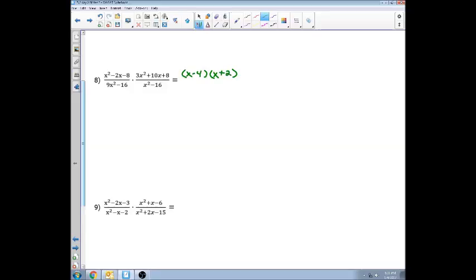Okay. Now it would be the second numerator, so 3x squared plus 10x plus 8. I have 3x times x. I have 1 times 8 and 2 times 4. I want to get as close as I can to 10 with my first multiplication. So if I take 3x times 2, I end up with 6x. If I take x times 4, I end up with 4x. Can 6x and 4x get me to 10x?